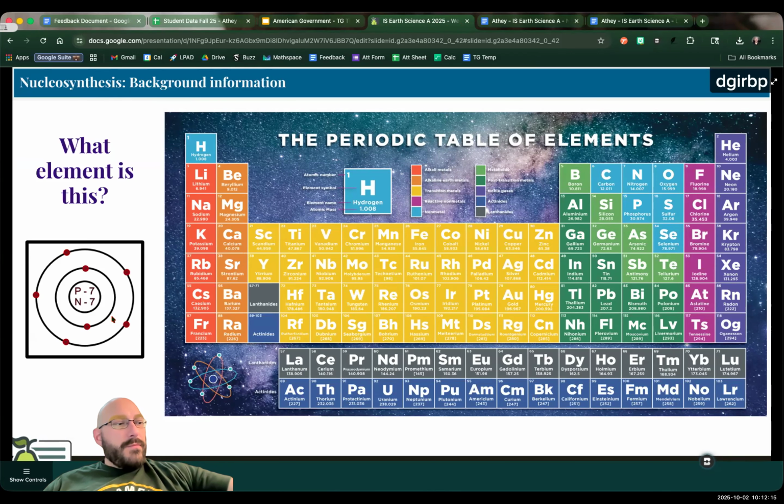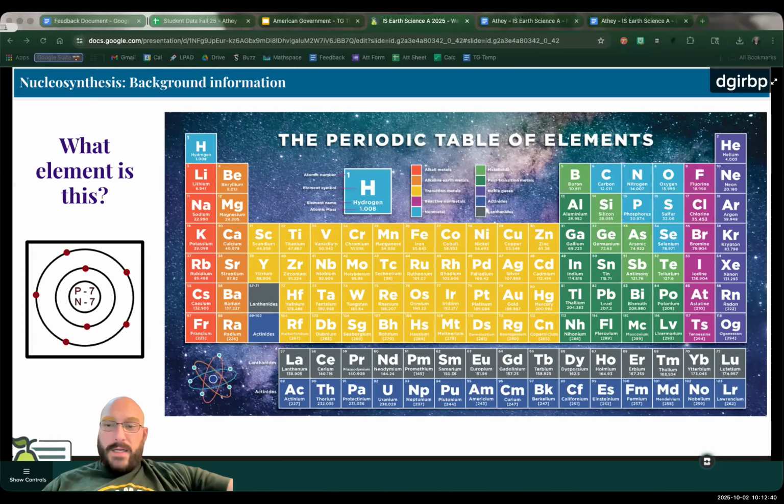So we have a sample element here. It has seven protons and seven neutrons in the nucleus, and then one, two, three, four, five, six, seven electrons orbiting the outside. Which element would this be? Go ahead and type that in if you can. Yeah, nitrogen, exactly. Element number seven. Exactly what you would expect.